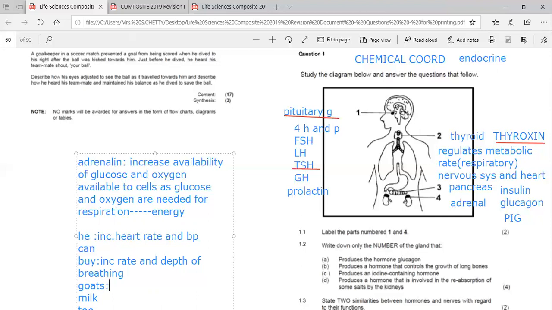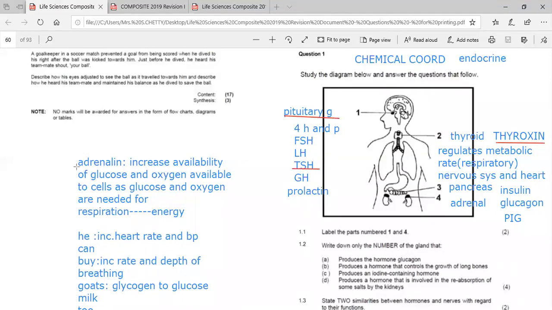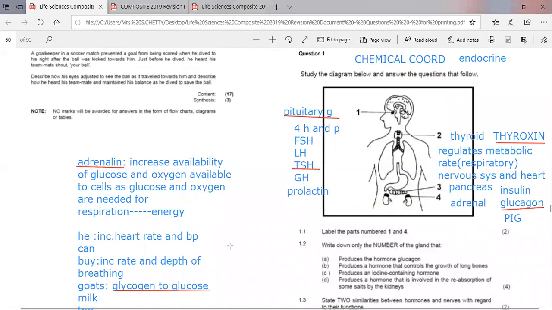Goats, here we go. It can convert glycogen to glucose. Who else can do that? We just learned about the other guy who can do it. Who is it? Glucagon. Glucagon can do the same. So both adrenaline and glucagon can convert, what is it? Glycogen to glucose. There we go. And therefore it makes that glucose available for the process of respiration.